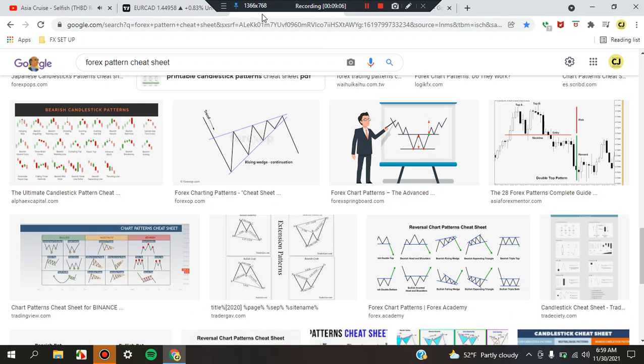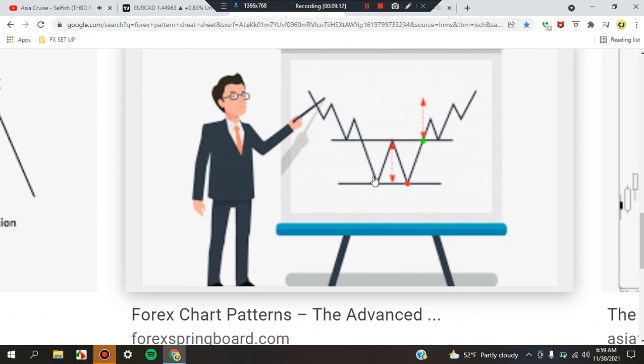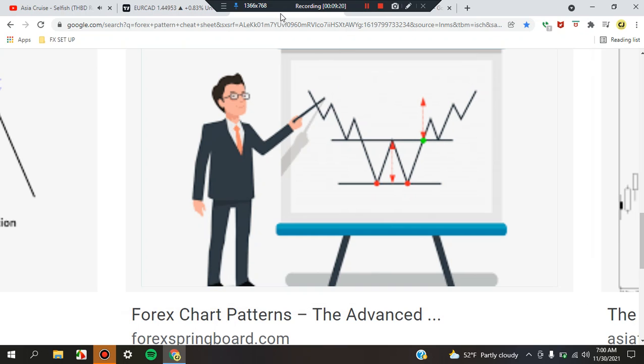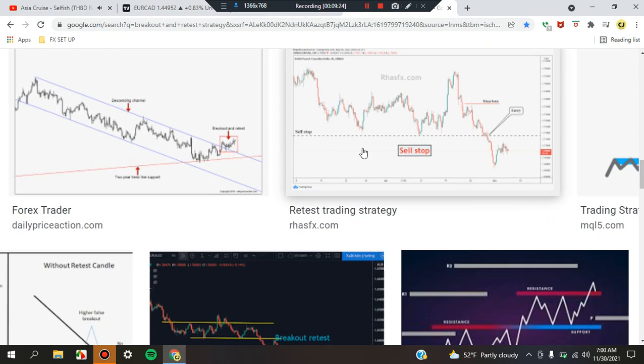Very important information, guys. Please study and review the Forex pattern cheat sheet. I'm looking for structure and patterns in the market. Clearly, we see a W here. After the W, the market breaks the resistance, comes back to retest. We look for entry here again. The market pushes up. Very important information, guys. Please review the breakout retest strategy.